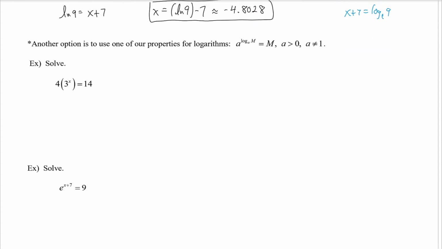Which is what I've got here in the notes next. So another option is to use one of our properties. So here's our property that I just used up there. Just to hammer home the point that I could have rewritten both sides to be the same base. I've got those same examples that I just did. So divide by 4.